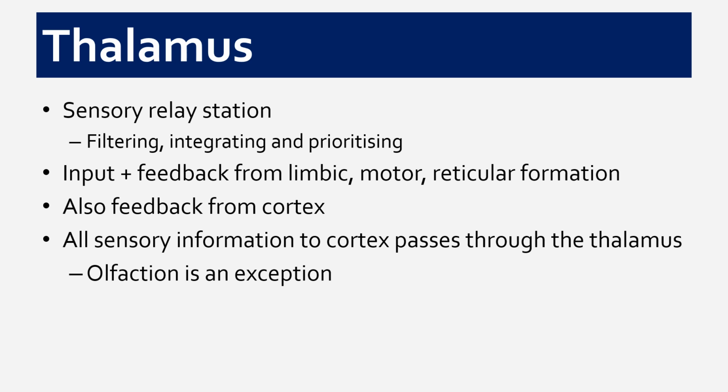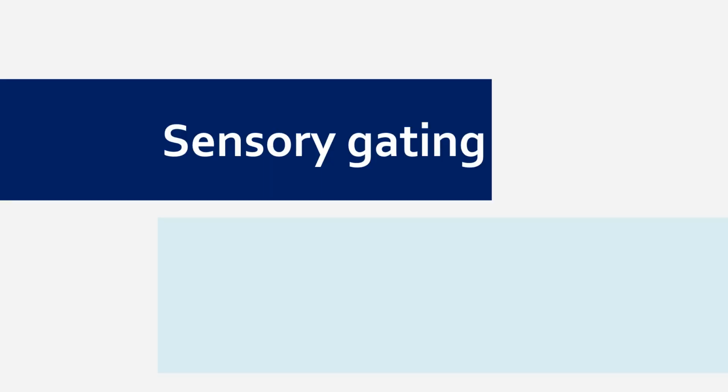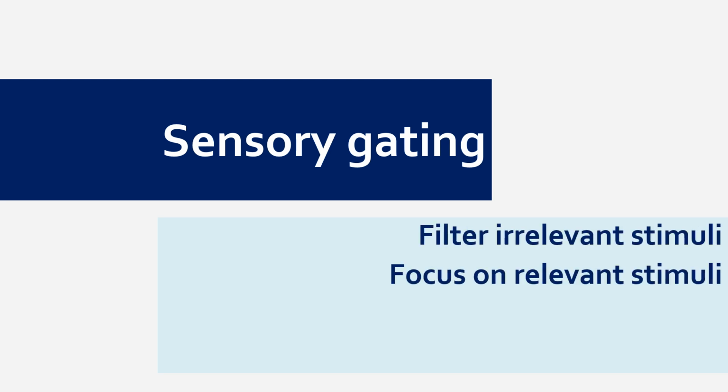Olfaction is a very powerful memory cue because it's wired directly into the limbic system and doesn't really get filtered and processed in the same way as other sensory information does through the thalamus. Another important thing that the thalamus plays an important role in is this phenomenon that we call sensory gating. As I said, at any one time, you are processing a huge amount of sensory information. You are able to filter out irrelevant stimuli and focus on relevant stimuli, but you are also able to rapidly switch between those.